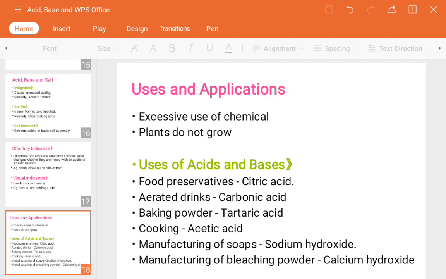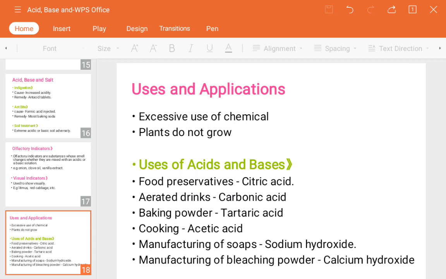Next are aerated drinks, the drinks like Coca-Cola and others, which are mixed with carbonic acid. Next is baking powder, which contains tartaric acid. Next is cooking. For cooking we use acetic acid, for example vinegar. Next is manufacturing of soaps. For the production of soaps we use sodium hydroxide. For manufacturing of bleaching powder, calcium hydroxide.